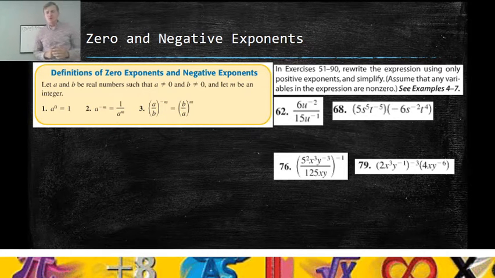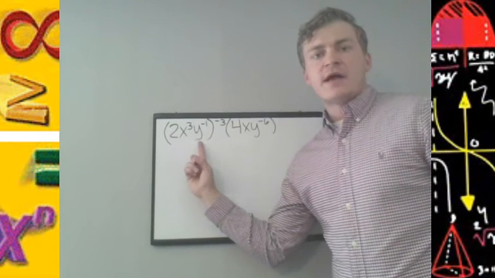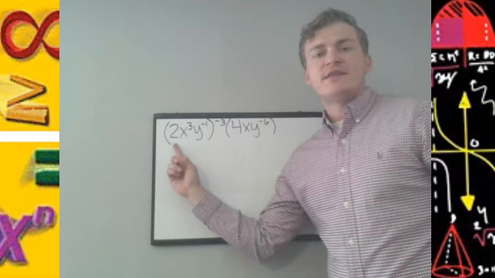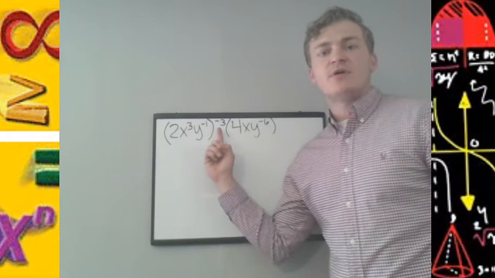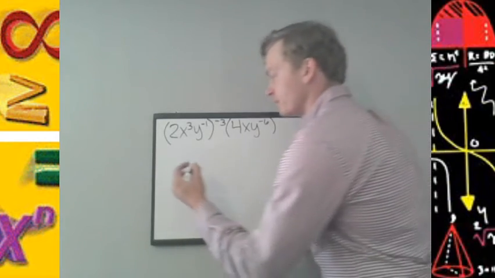2x cubed, y to the -4, all raised to the -3 power. This is multiplying 4xy to the -6 power. We have the factors 2, x cubed, y to the -1. These factors are raised to the -3 exponent, so we will raise each factor to the exponent -3.